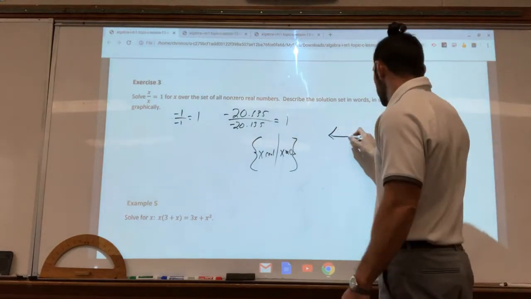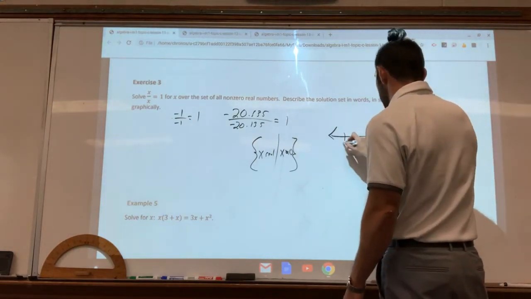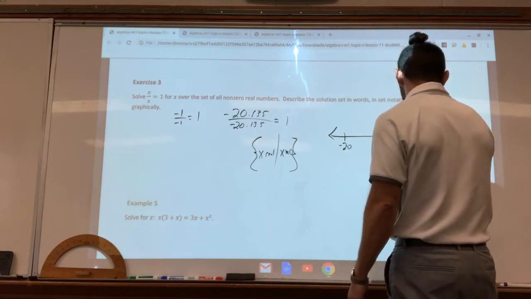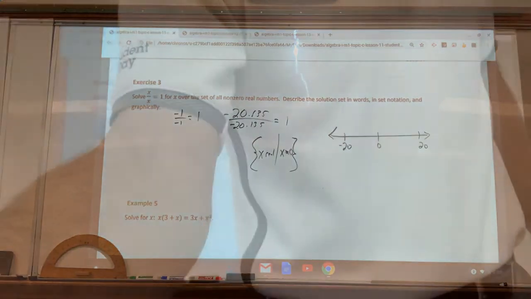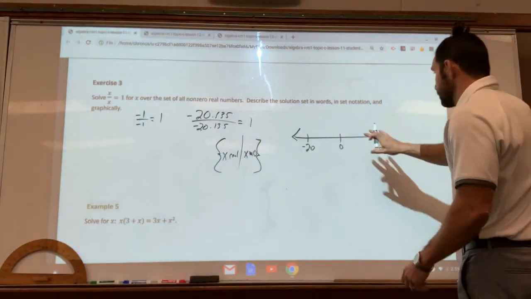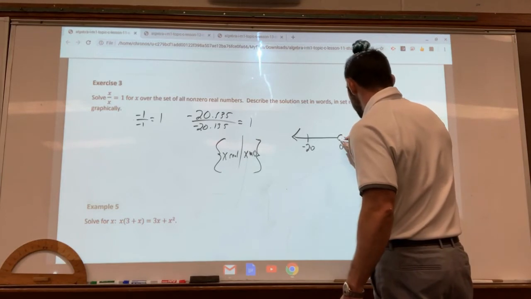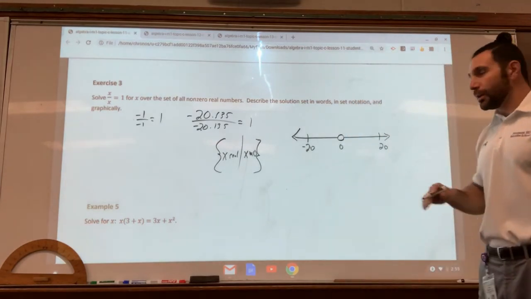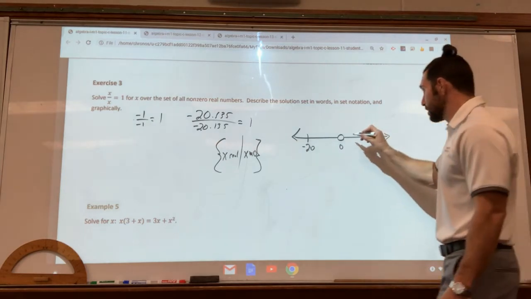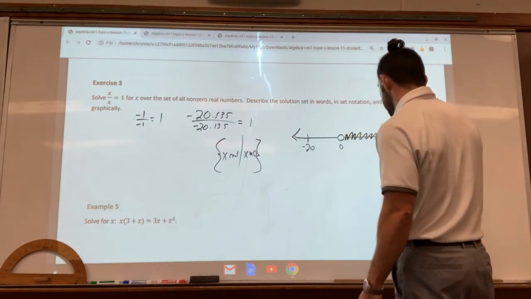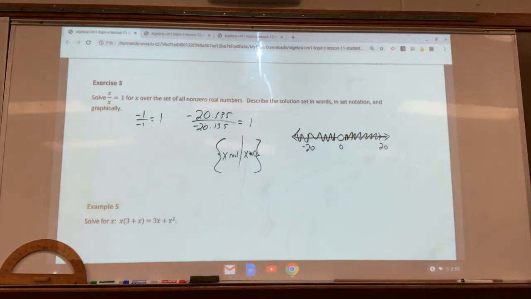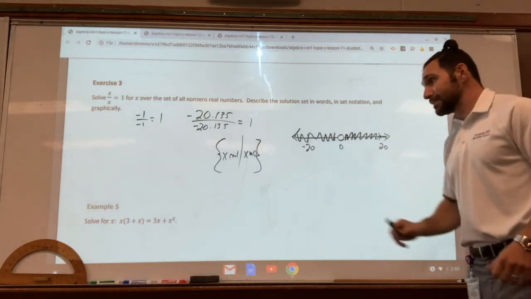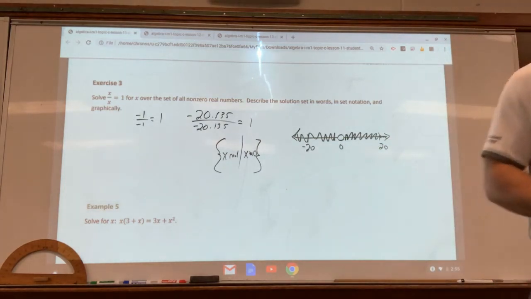So how would I show that on this graph? Here's 0, there's -20, here's +20. What would I have to put at 0 to show that that's not a solution? To show that it's not a solution, we put an empty circle at 0. Well, how am I going to show everything else works? I shade this way, and I shade this way. All of those are solutions. The only thing that's not a solution for x divided by x is 0. That's it.